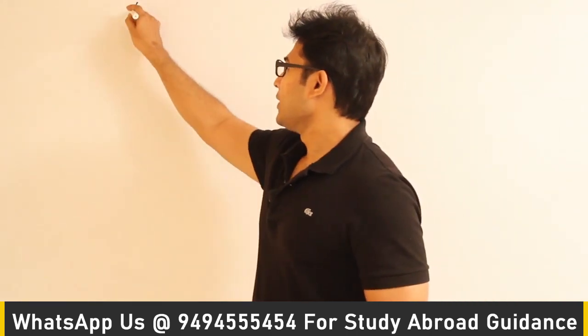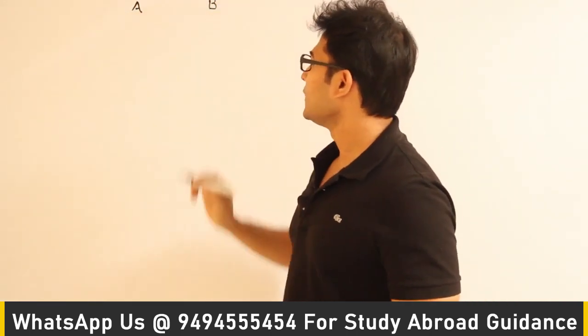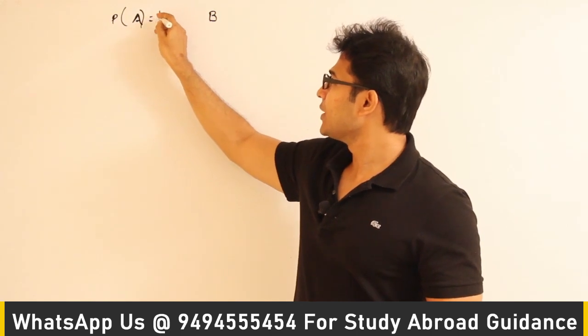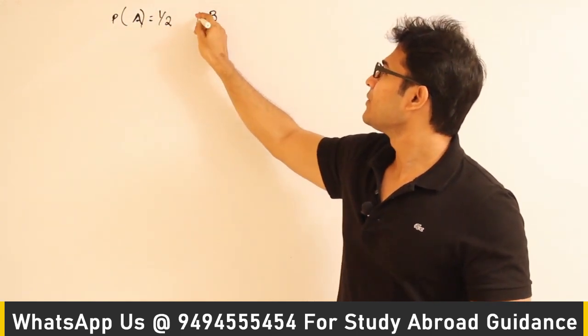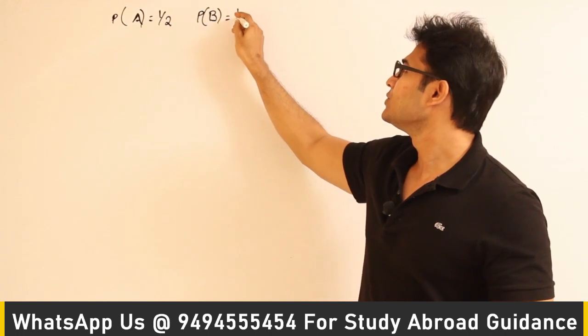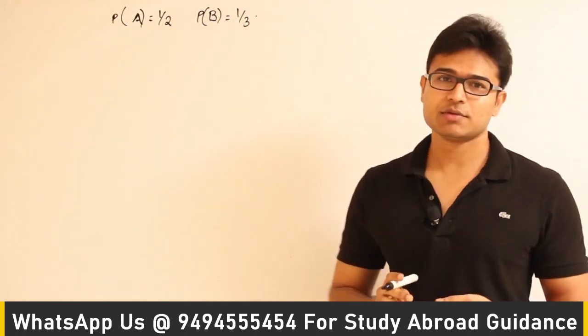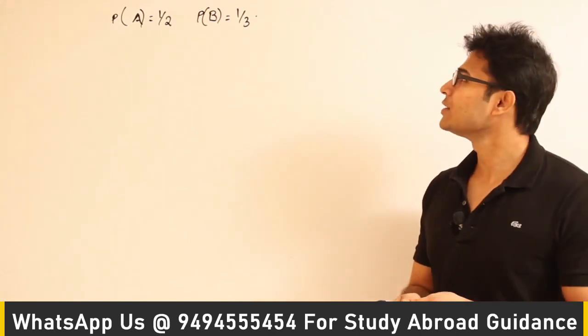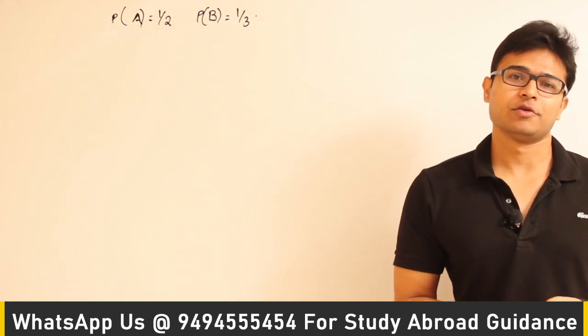Now let's say we are having an interview, and in that interview we can select any number of people. Assume that there are two people being interviewed, A and B. The probability that A will get the job, P of A, is 1 by 2, and the probability that B will get the job is 1 by 3. So 1 by 2 is the probability that A will get selected in the interview process, and 1 by 3 is the probability that B will get selected.